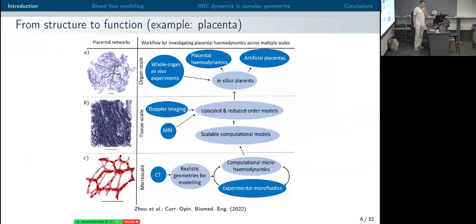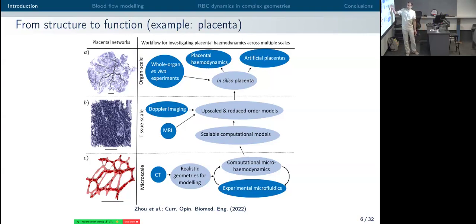This is only an example for the placenta, how you could go from the microscale to the organ scale, taken from a review that we have written a few years back. So for example, at the microscale, you might look using CT at the structure of the blood vessels, and you might develop microscopic models for how blood flows in small parts of tissue or organ.